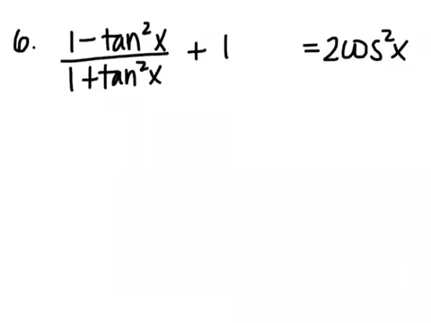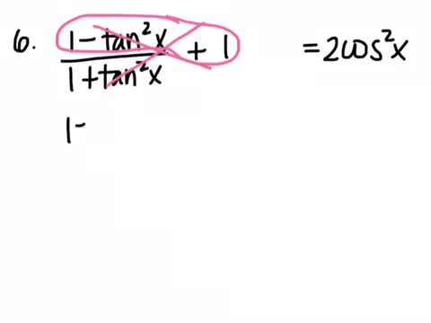Okay, this is number 6. On number 6, the worst thing you can do is, from the first step, absorb this 1 into the numerator. That's not going to get you where you're going, and it's absolutely 100% incorrect as well. So don't do that. That's not the right thing to do. What you need to do is find a common denominator.